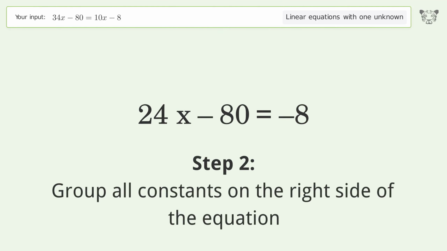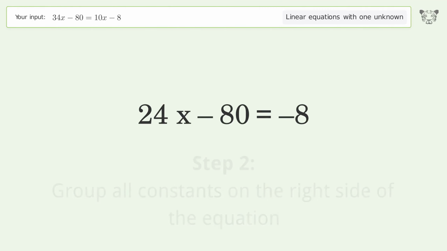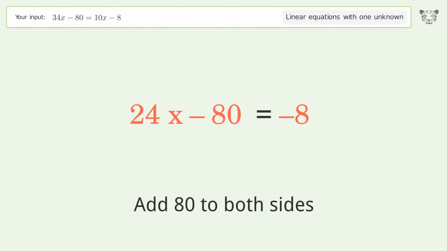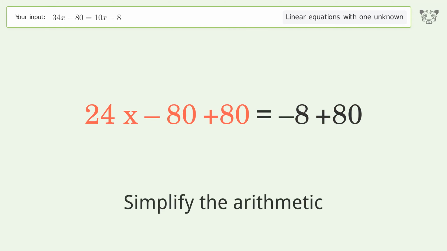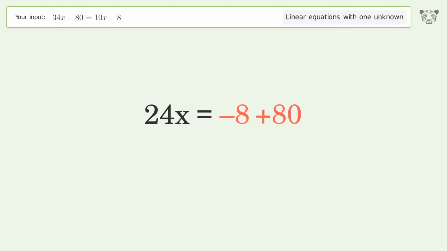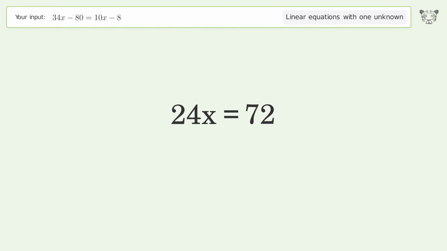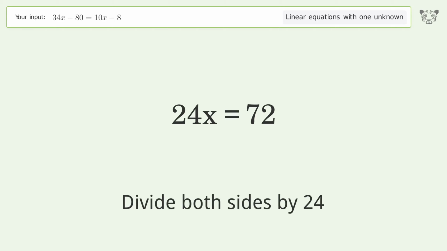Group all constants on the right side of the equation. Add 80 to both sides. Simplify the arithmetic. Isolate the x. Divide both sides by 24.